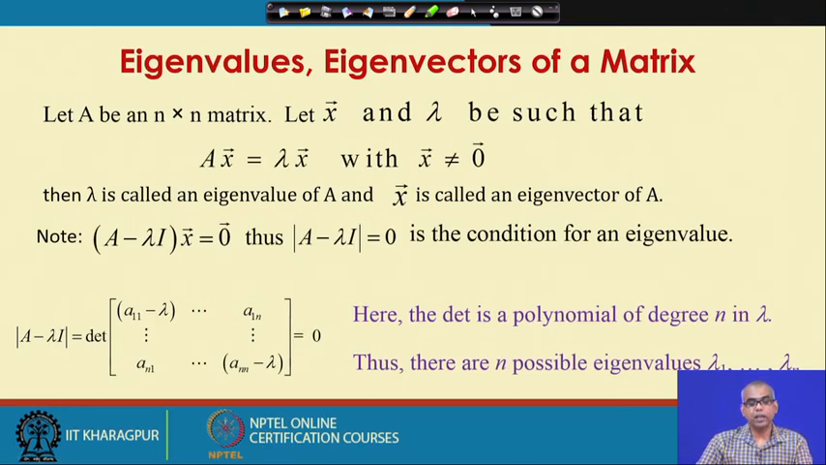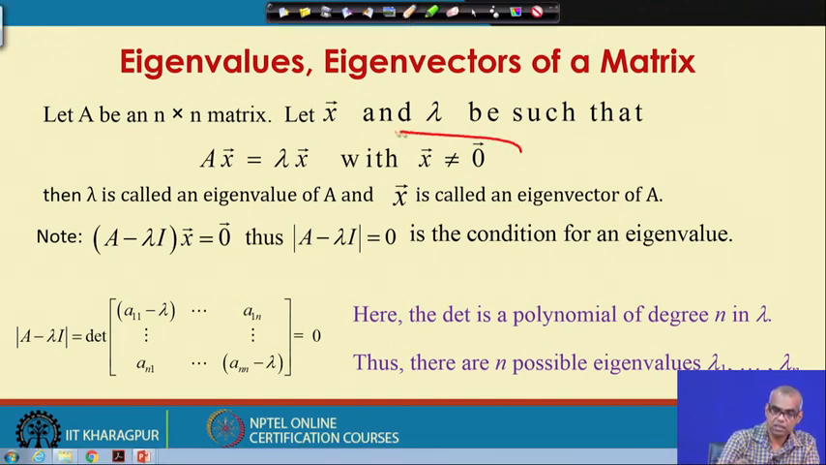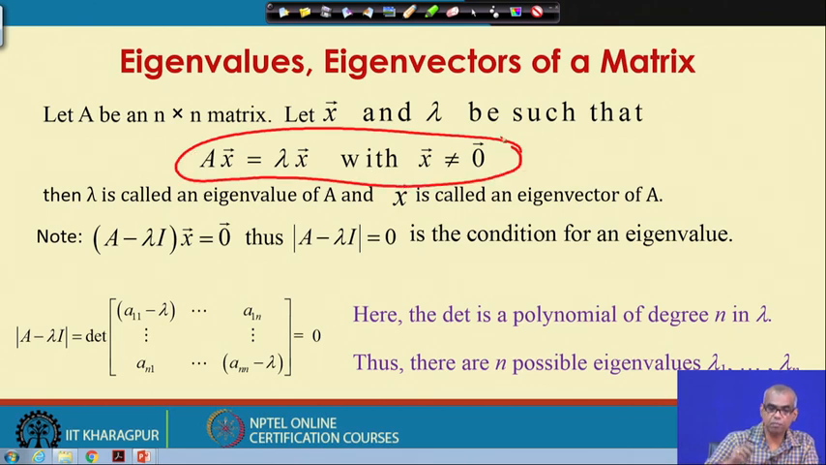Finally, let us briefly talk about eigenvalues and eigenvectors of a matrix. Let A be an n by n matrix, let x be a vector and lambda be a scalar such that Ax equal to lambda x. So, I have a vector x and matrix A and a scalar lambda such that Ax equal to lambda x with vector x not equal to 0. Then lambda is called an eigenvalue of matrix A and x is called an eigenvector of A.